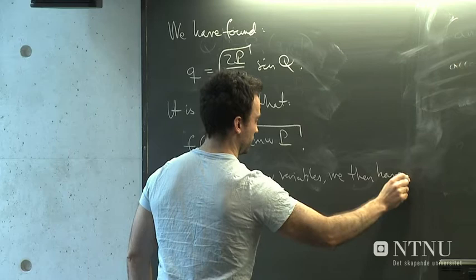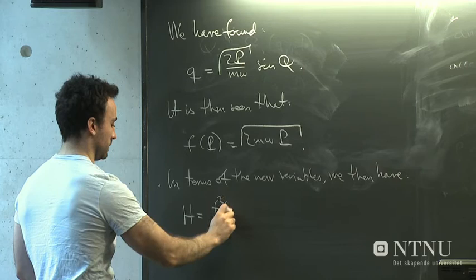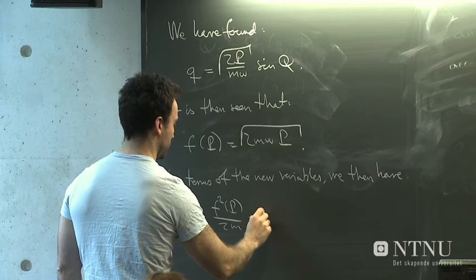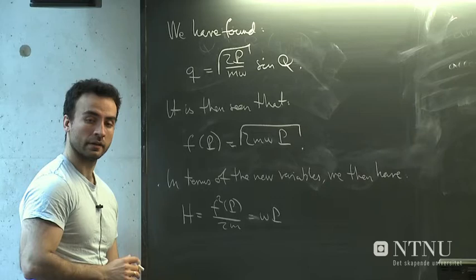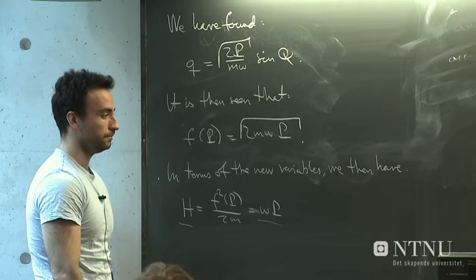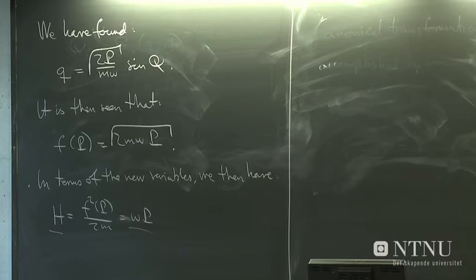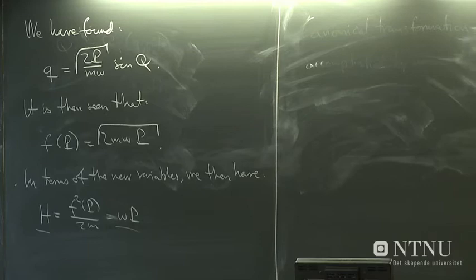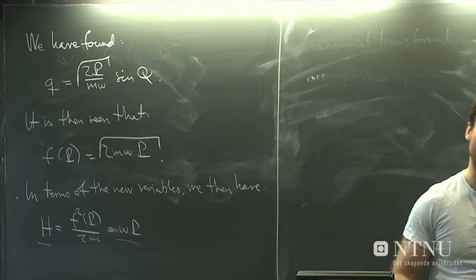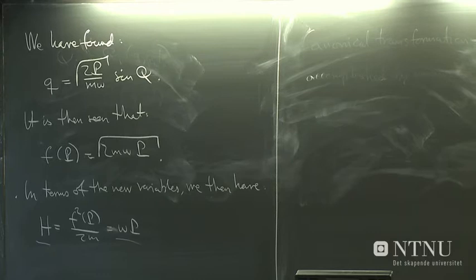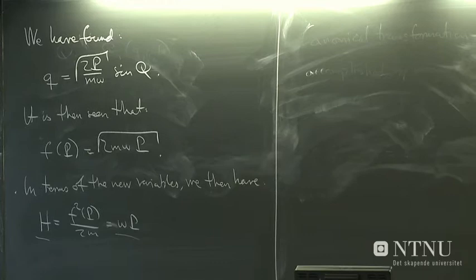So in terms of the new variables, we then have a very appealing form of the Hamiltonian. It's just omega P. So it really doesn't get much simpler than this, a constant multiplied with one of the variables. Now, we do know that large Q is a cyclic coordinate, which means that due to this symmetry, we have a conserved quantity.